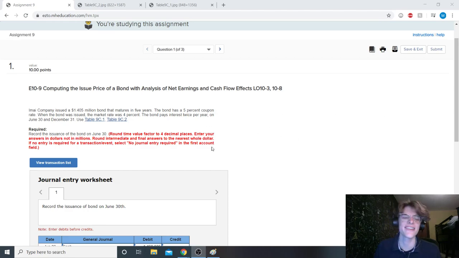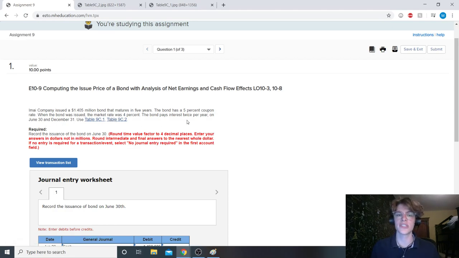Okay, this is how you calculate the present value of a bond and do the journal entry for it. So my bond was issued for 1.405 million. It matures in 5 years. It has a 5% coupon rate. When the bond was issued, the market rate was 4%. The bond pays interest twice per year, and it's on these dates.